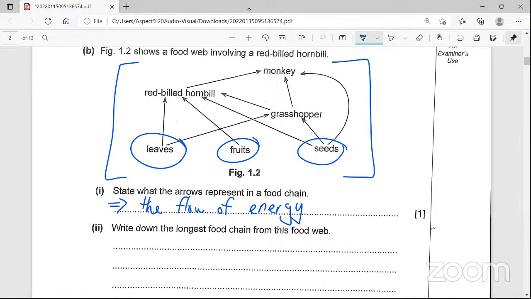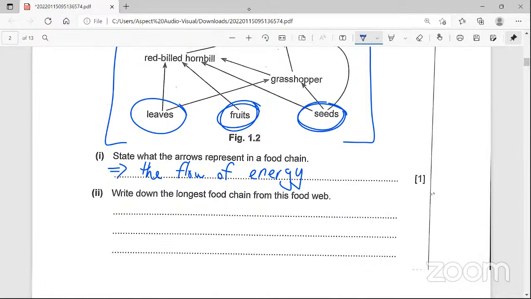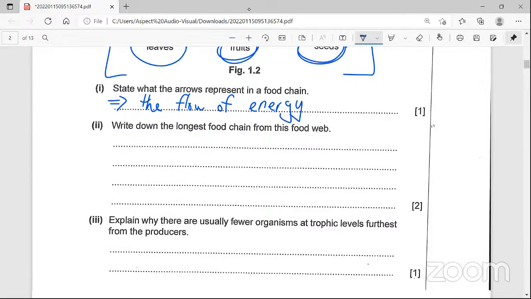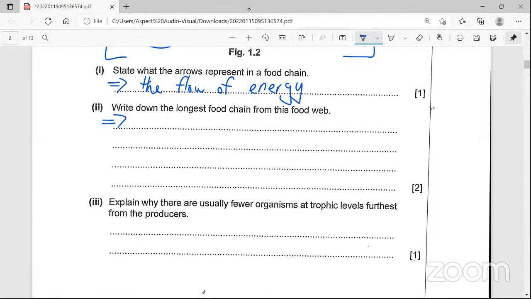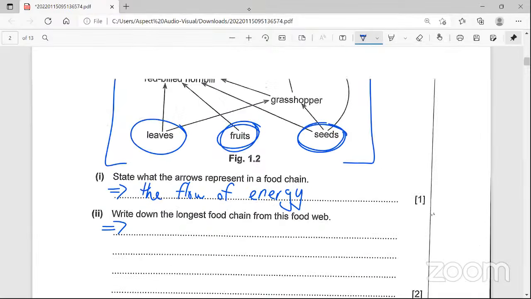What else do we have? What else makes it distinct from food chains? What difference is it? Exactly. So you can have many sources for each tropic level. Does that make sense? That's the other difference. So the several interconnected food chains, and what else? Many sources for each tropic or feeding level. Does that make sense? Those are the key features of food webs. Please take note. Right. The next part: write down the longest food chain from this food web.